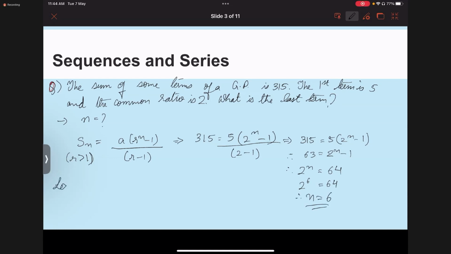Now our last term will be a_n is equal to a r raised to n minus 1. So for n = 6, it is going to be a, which is 5, multiplied by r, which is 2, raised to 6 minus 1. So 2 raised to 5. So this is 5 into 2 raised to 5, which is 32. And this will eventually give you 160. Okay.